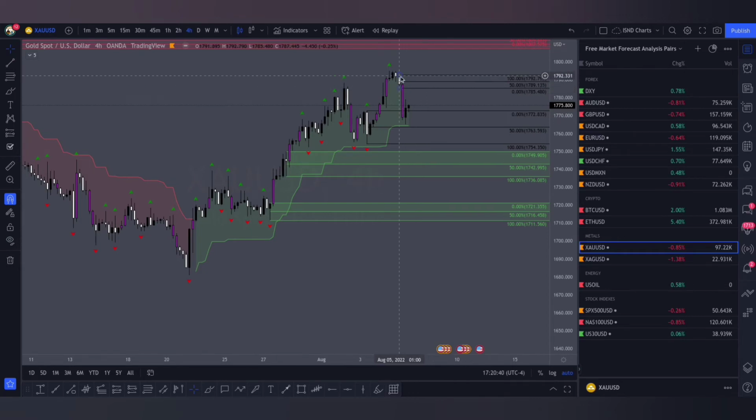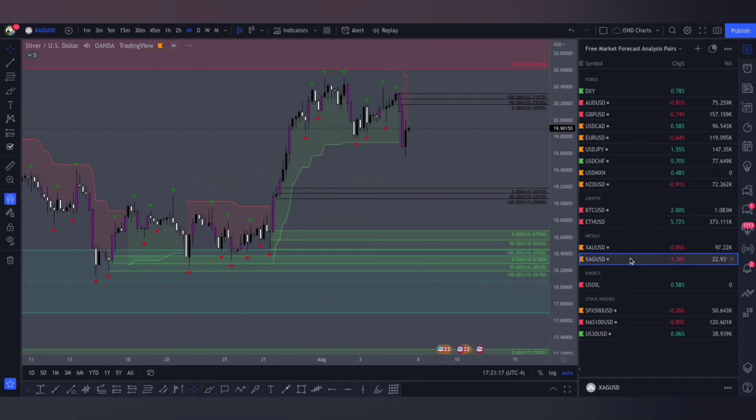So I'll be looking for gold to take out this unmitigated 4-hour supply, retrace back into a demand that took out this 4-hour supply, and trade this to the upside if this demand holds. If not, then we'll be looking for the other demand areas to hold and give me my trade entry confirmation, and I'll take it to the upside from there. Okay, so we'll just see what the market gives us and what point of interest, whether it be supply or demand, is respected and holds.